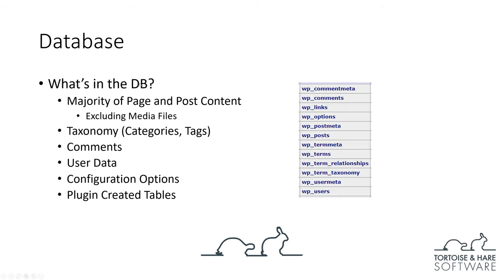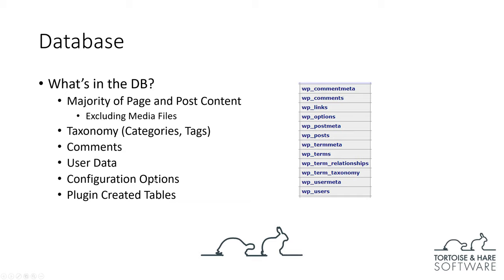So what else is in the database? It's the majority of your page and post content, excluding media files such as videos and photos. It defines all your taxonomy, which is like the categories and tags of your posts that help you organize them into groups, which is great for SEO. It stores your comments, it stores your user data, the registered users, their passwords, emails, etc.